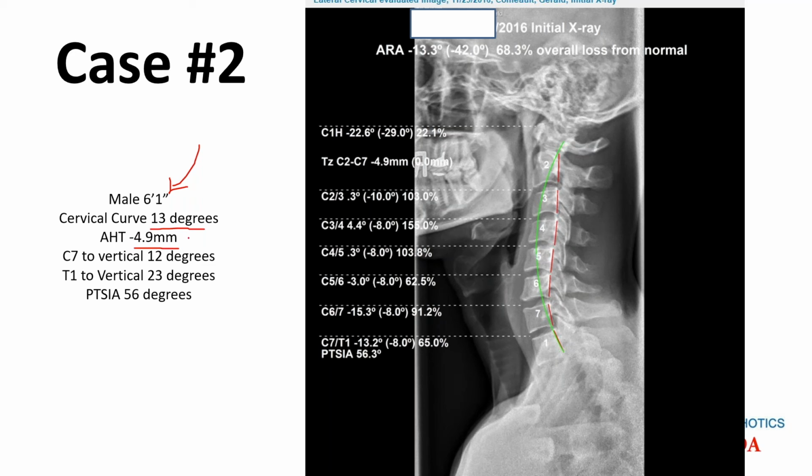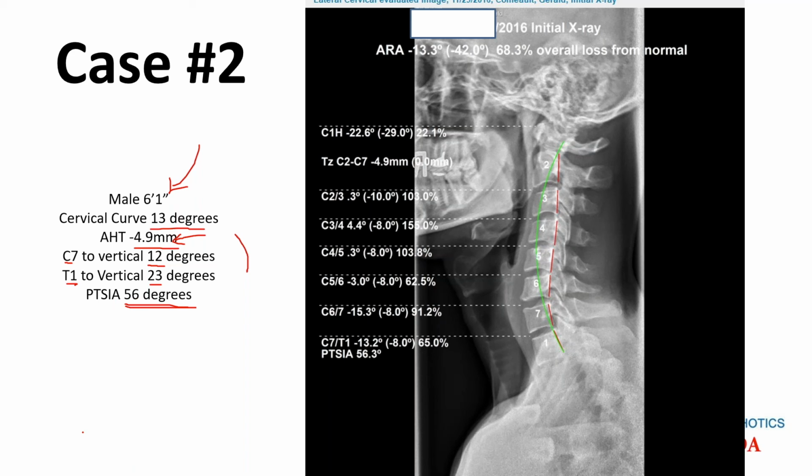Instead of having large anterior head translation, he's actually got negative. So his head is actually almost 5 millimeters backwards. So that's going to change where we're going to place the peak of the Denneroll. We're going to come down to his C7 and T1 relative to vertical, and we notice that both of those values are reduced from normal. So I know this patient has a flattened thoracic kyphosis. Now I want to know what's normal in terms of putting curve back in his neck.